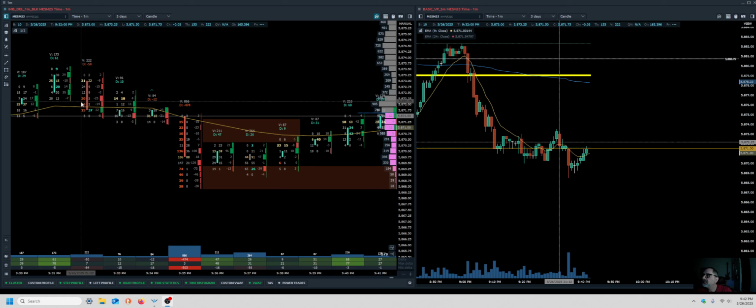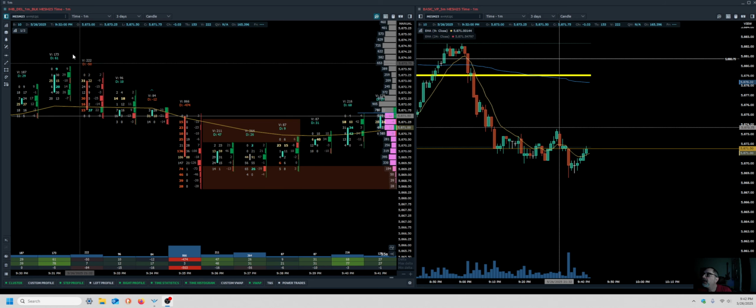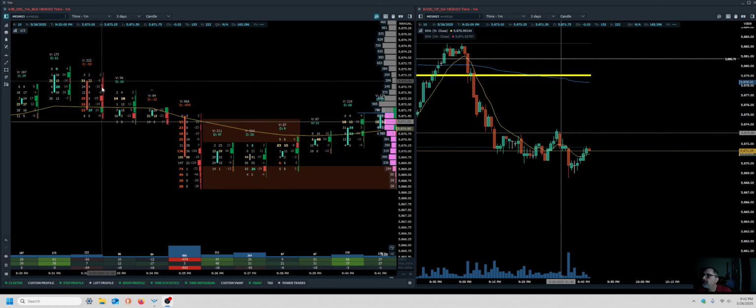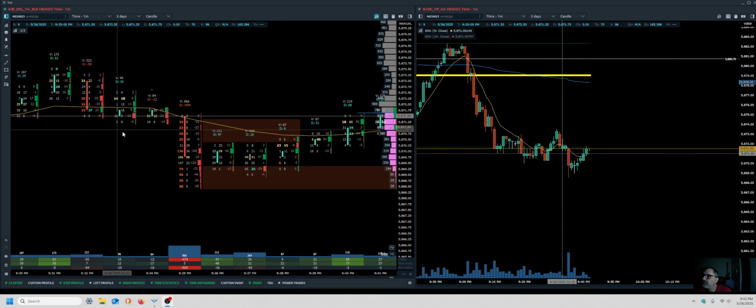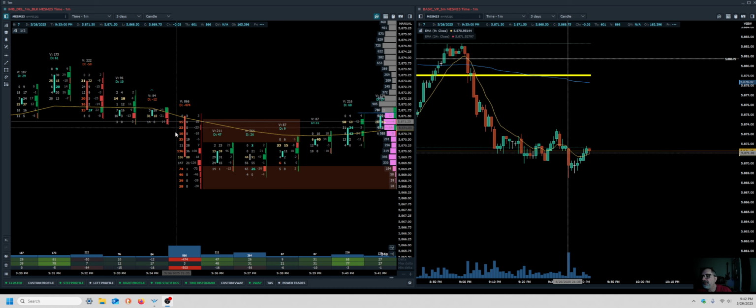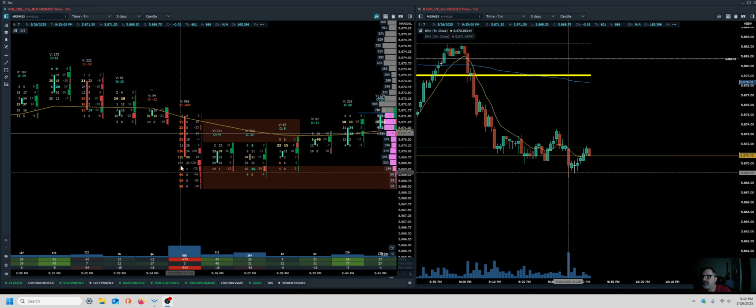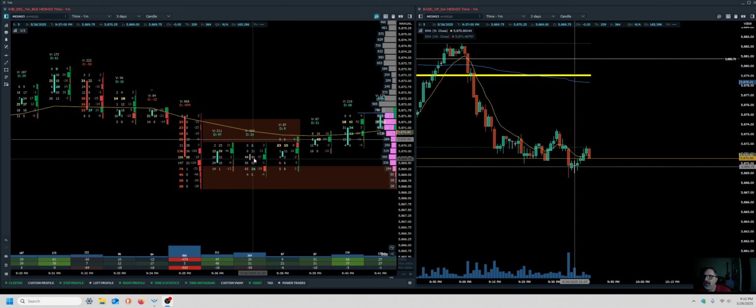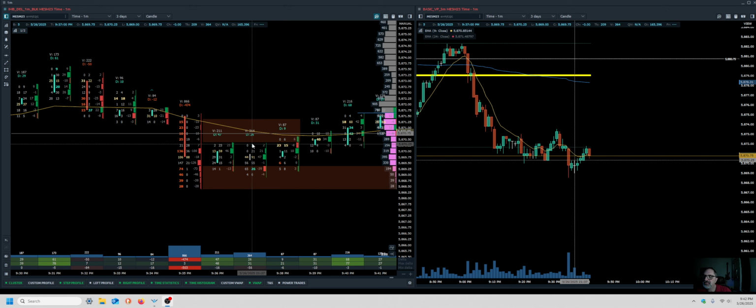Balance, a volume imbalance chart, and also the delta right here in this histogram. Imbalances are significant differences between the buy and sell volumes at adjacent price levels. They're often highlighted, and you can change it on your platform. I have sell imbalances highlighted in this orange color, and buy imbalances in this greenish aqua color.